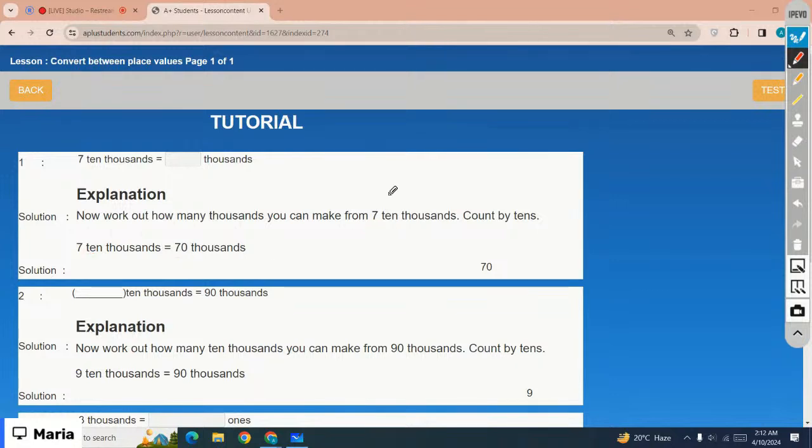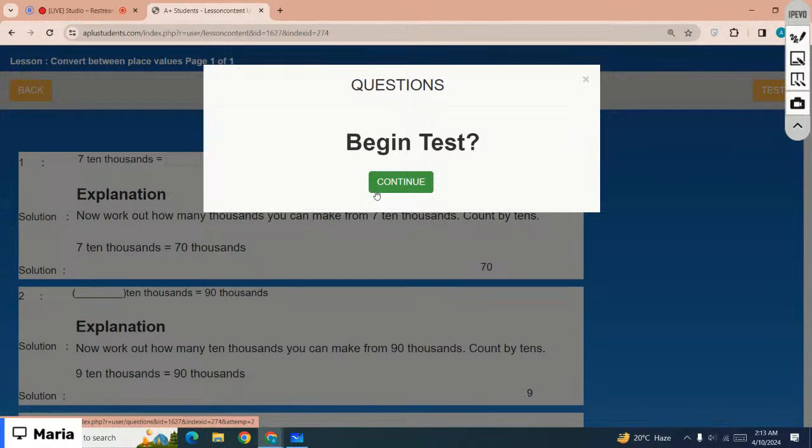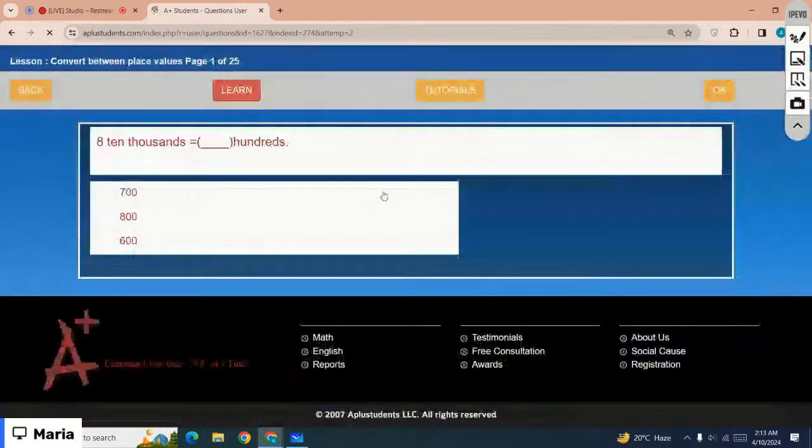Let's just start with the practice questions. 8 10 thousand equal how many hundreds? Yes, the correct option is 800 hundreds. Option number 2 is the correct option.